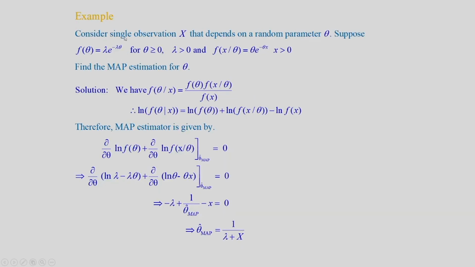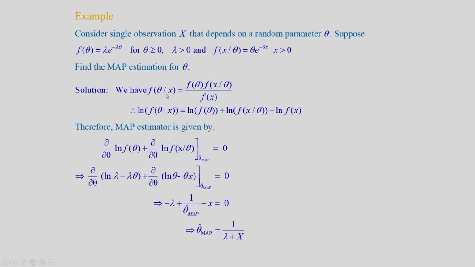Example, consider a single observation x that depends on a random parameter theta. Suppose f theta is equal to lambda into e to the power minus lambda theta for theta greater than or equal to 0 and lambda greater than 0. And the likelihood f x given theta is equal to theta into e to the power minus theta x, x greater than 0. Find the MAP estimator for theta. Here lambda is assumed to be known.